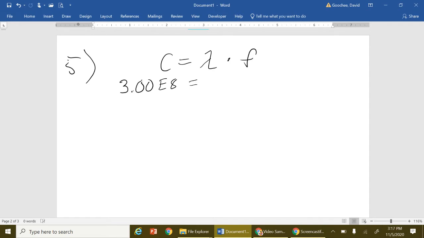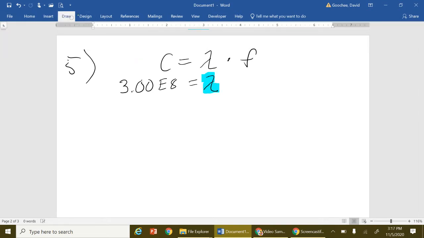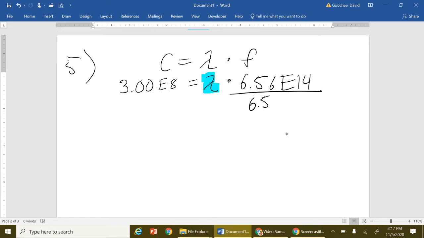Now, I don't know what the wavelength is here. That is the unknown. That is what I have to be looking for. But I do know the frequency. They told me the frequency was 6.56 times 10 to the 14th. Well, this is the exact same thing as before, guys. We want to get the wavelength by itself, so we divide both sides by the frequency, 6.56 times 10 to the 14th.